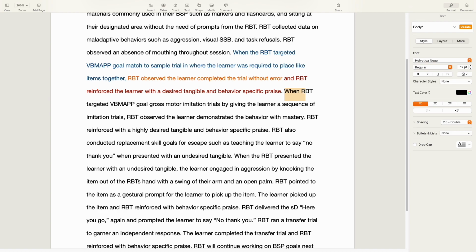When RBT targeted VB-MAPP goal gross motor imitation trials by giving the learner a sequence of imitation trials, RBT observed the learner demonstrated the behavior with mastery. RBT reinforced with a highly desired tangible and behavior-specific praise. So here we go again. This is the antecedent.